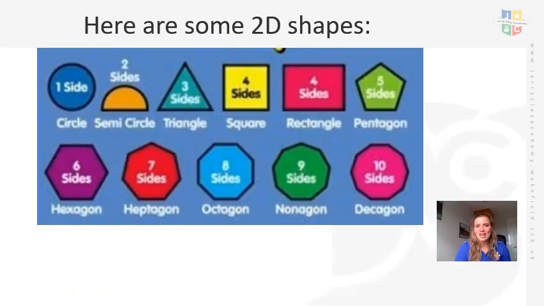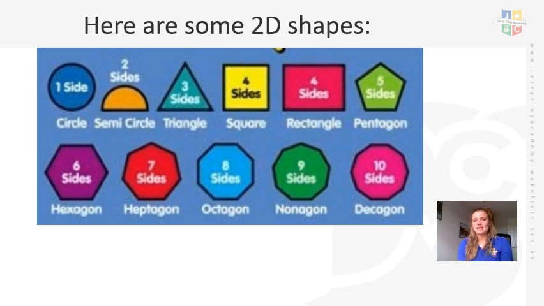So we have different shapes that have different numbers of sides. So a one-sided shape is a circle because it's just one side that goes around it. We also have a semicircle, which is a two-sided shape, which has got one at the base and then a round one. Triangles, there's lots of different types of triangles, but obviously we know a triangle is a three-sided shape. We also know a square and a rectangle are four-sided shapes, as we should already know these ones.